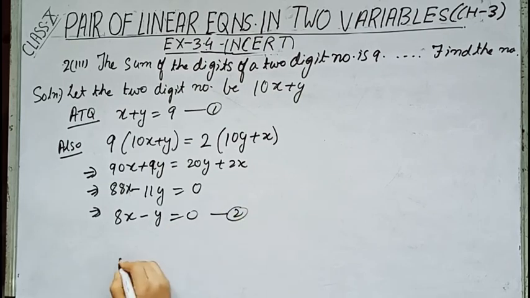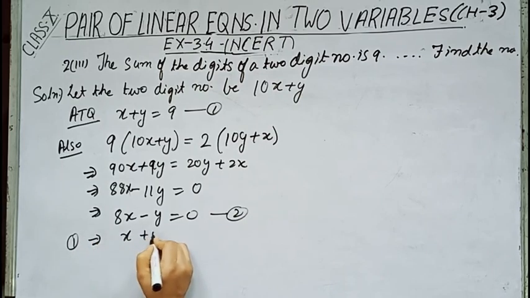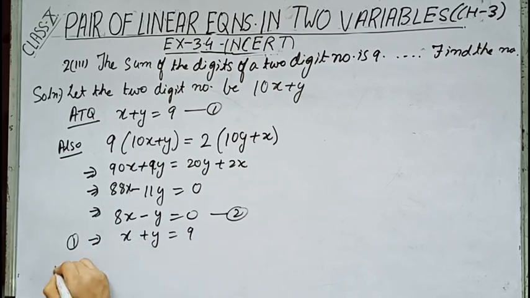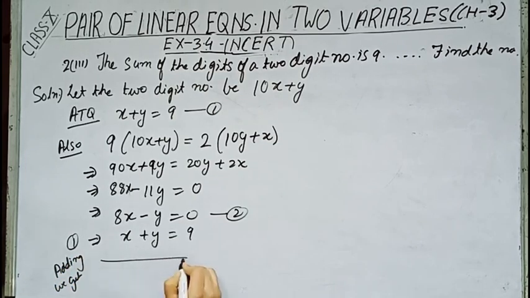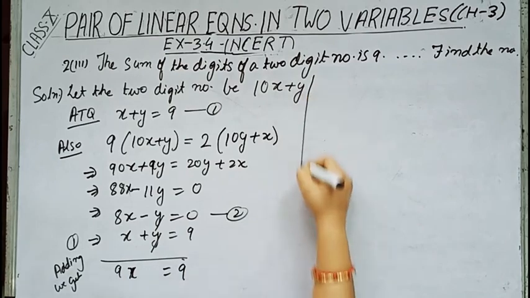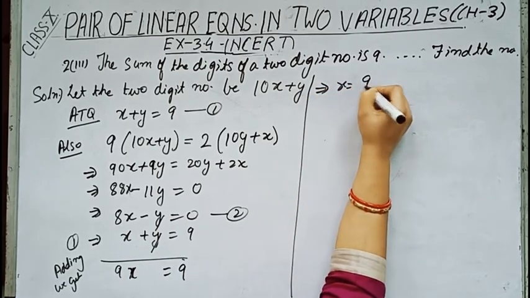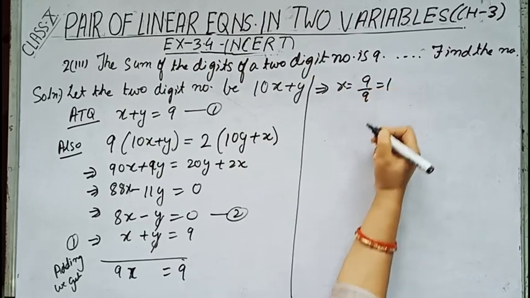Now equation 2, 1 implies x plus y equals 9. Adding, we get 9x equals 9. This implies x equals 9 by 9 equals 1.